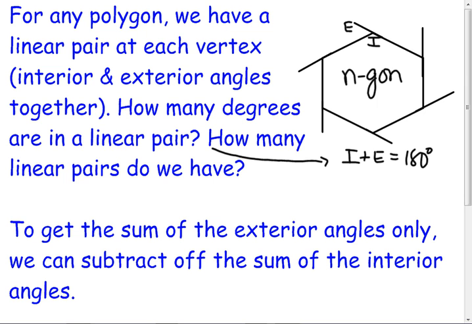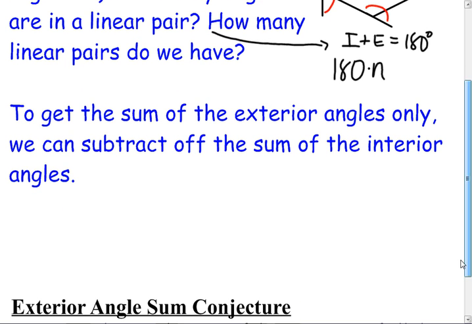So how many degrees will they all add up to? Each of these vertex, each linear pairs. So it's 180 times each linear pair, and there's n of them, right? Make sense? Now, that gives me everything. That's the only problem. I get E plus I. I get all of these, and I don't want all of that. I just want the exterior. So we're going to subtract off from 180n the sum of the interior.